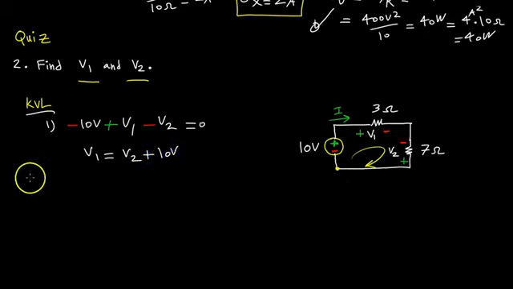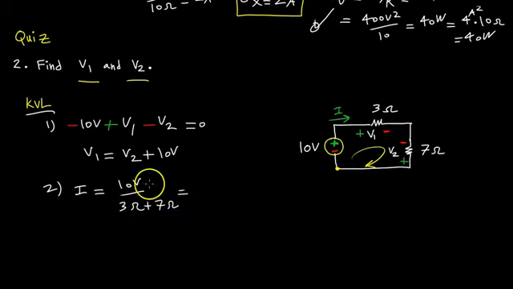Now we also know simply that using Ohm's law, we have two resistors in series, so you have 3 ohms and 7 ohms, that's 10 ohms. If I want to find the current, I would get I is equal to the voltage, which is 10 volts, over the sum of the resistors, which is 7 ohms and 3 ohms. That's going to give me 10 over 10, which is 1 amp. That gives me the current.